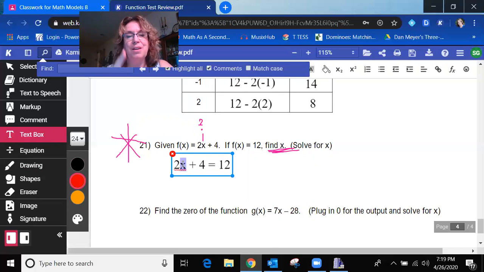So I keep my eye on x, or I say put your pencil on the x, and we're going to get rid of first whatever's add, subtract. And in this case is that plus 4. So what I'm going to do is the opposite of plus 4.